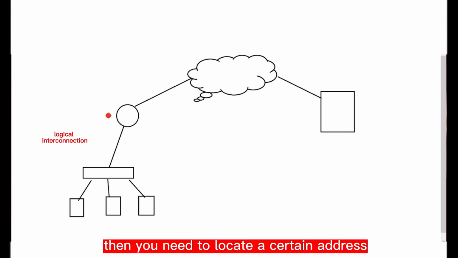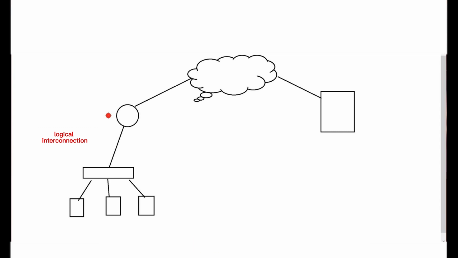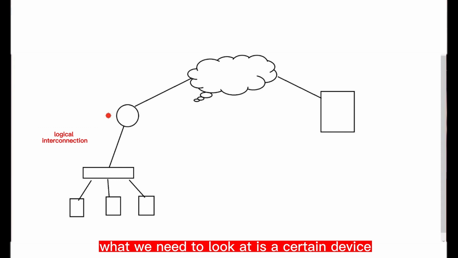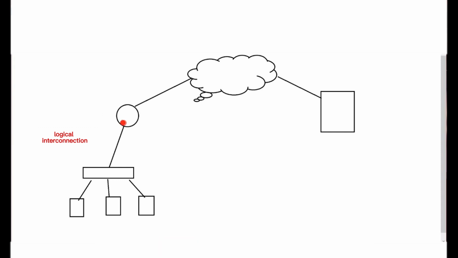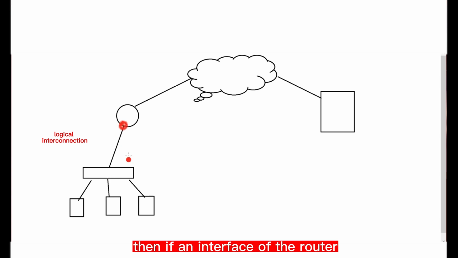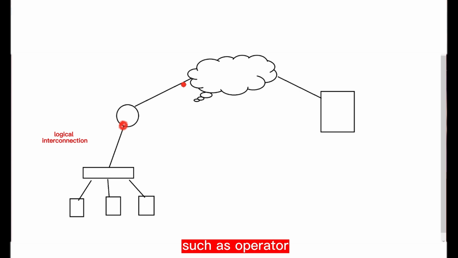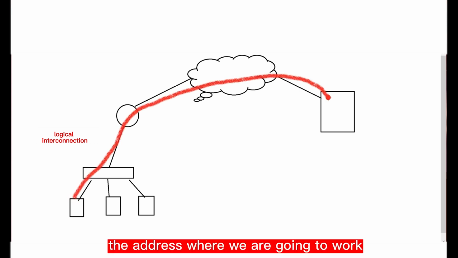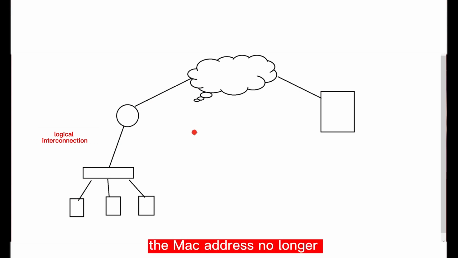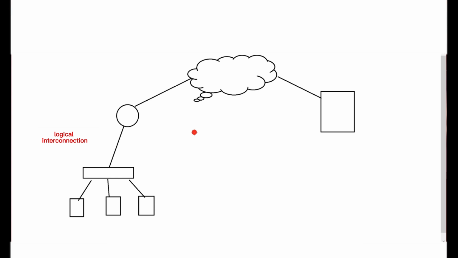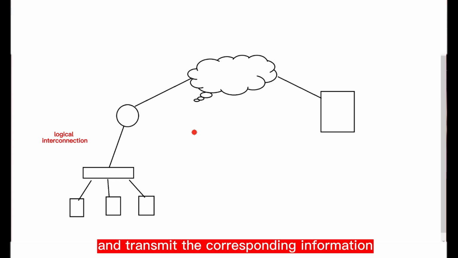Then to locate a certain address on such a link, what we need to look at for a certain device depends on the IP address. If an interface of the router connects to another link, such as the operator, the address we are going to use is the IP address. The MAC address no longer has the corresponding function. There is no way to cross our logical link and transmit the corresponding information.